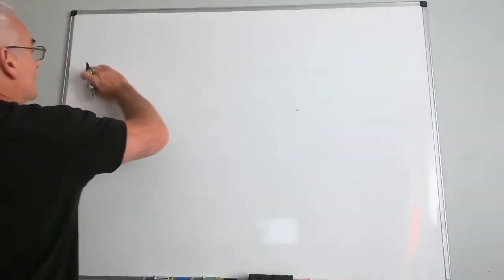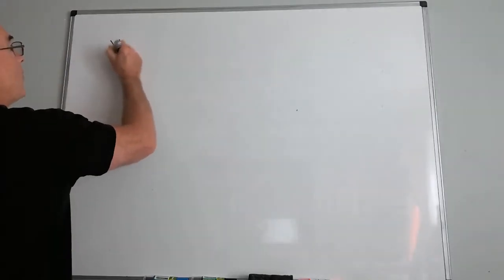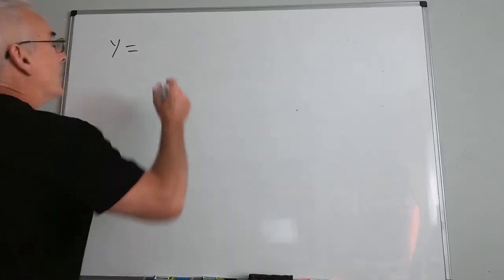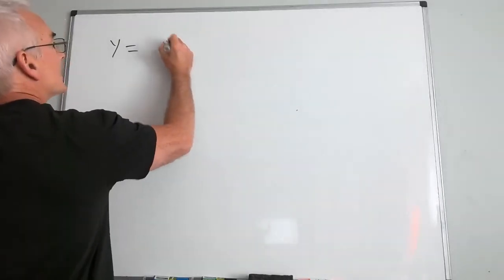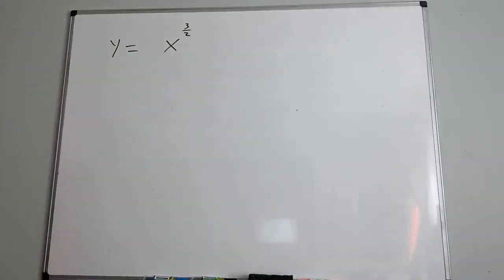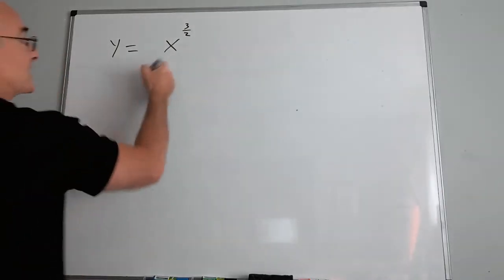Okay, so let me give you an example of that. Let's start with something fairly simple. If I have y equals, let's say x to the 3/2 power, I know that the derivative of this exists at 0.